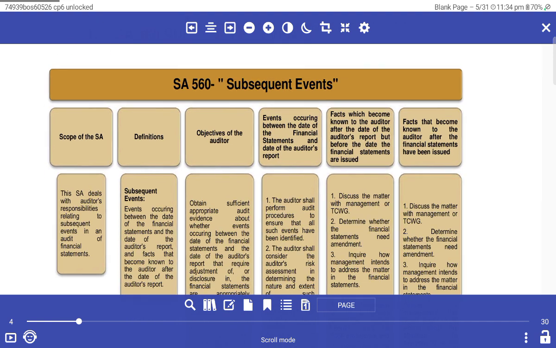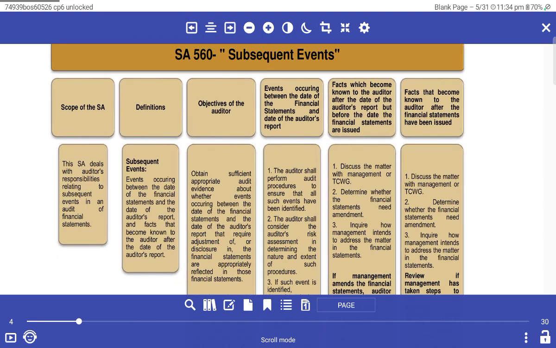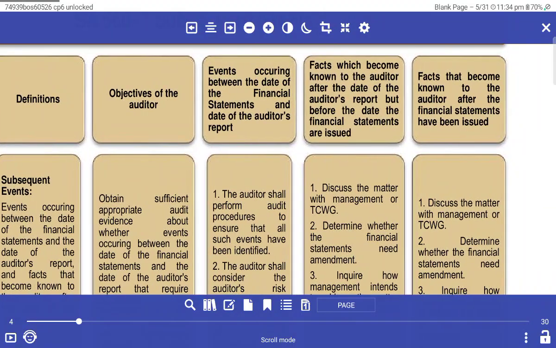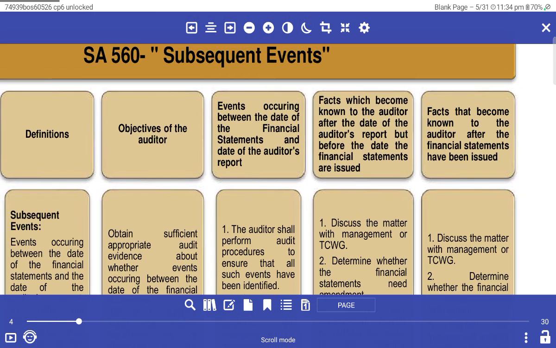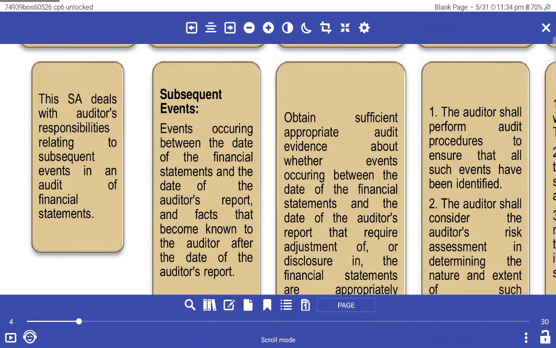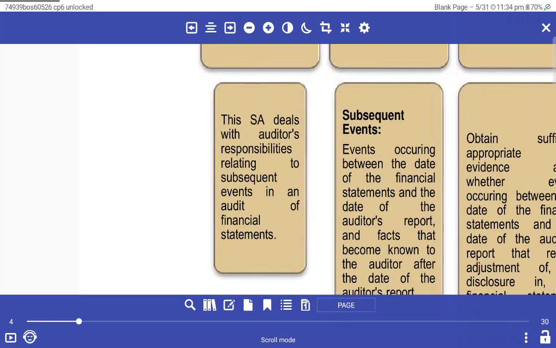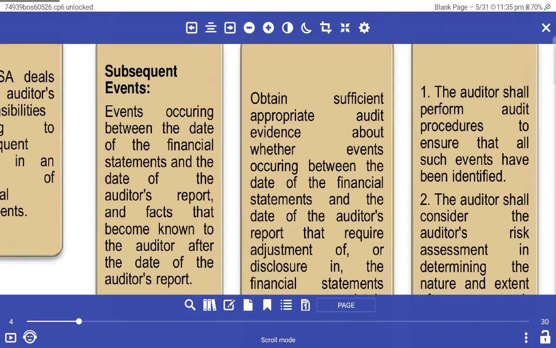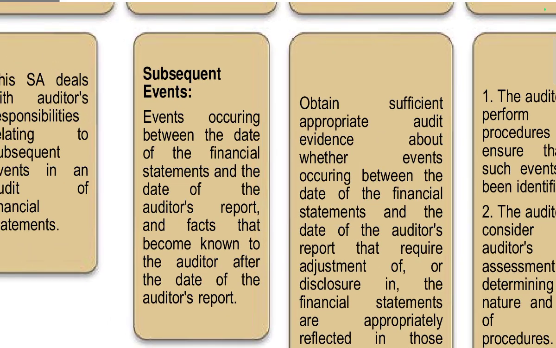Subsequent events, SA 560. Scope of the standard and definition. The objective of the auditor concerns events occurring after the date of the financial statements, and facts that become known to the auditor after the date of the auditor's report. The Standard on Auditing deals with the auditor's responsibilities relating to subsequent events in the audit of financial statements. Definition: subsequent events are events occurring between the date of the financial statements and the date of the auditor's report, and facts that became known to the auditor after the date of the auditor's report.